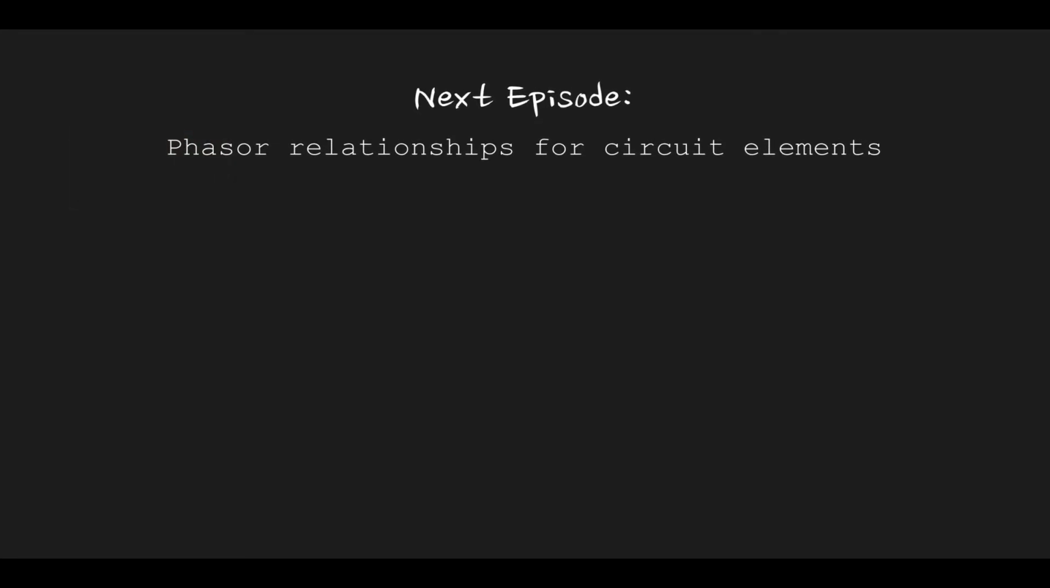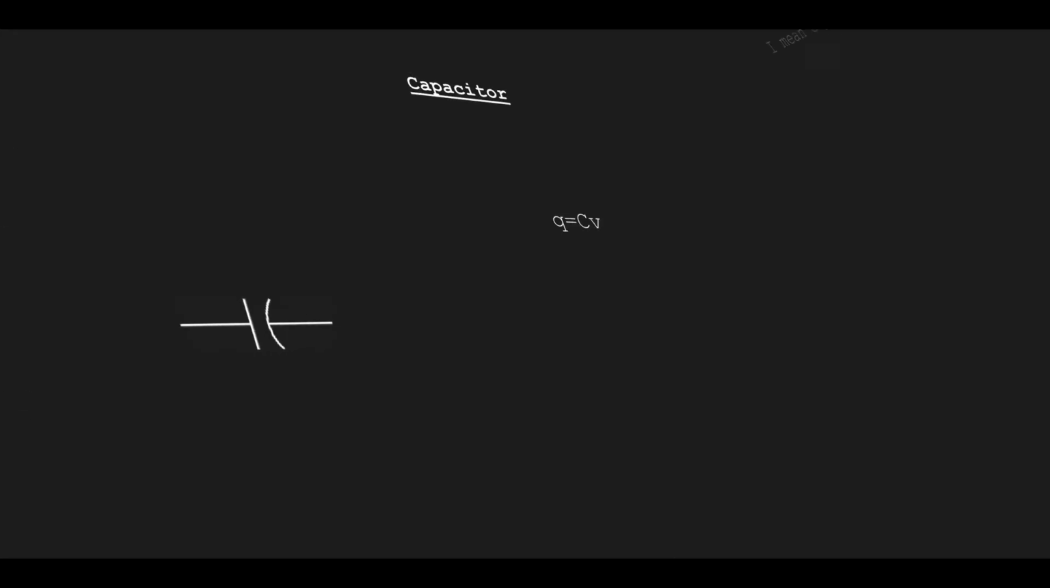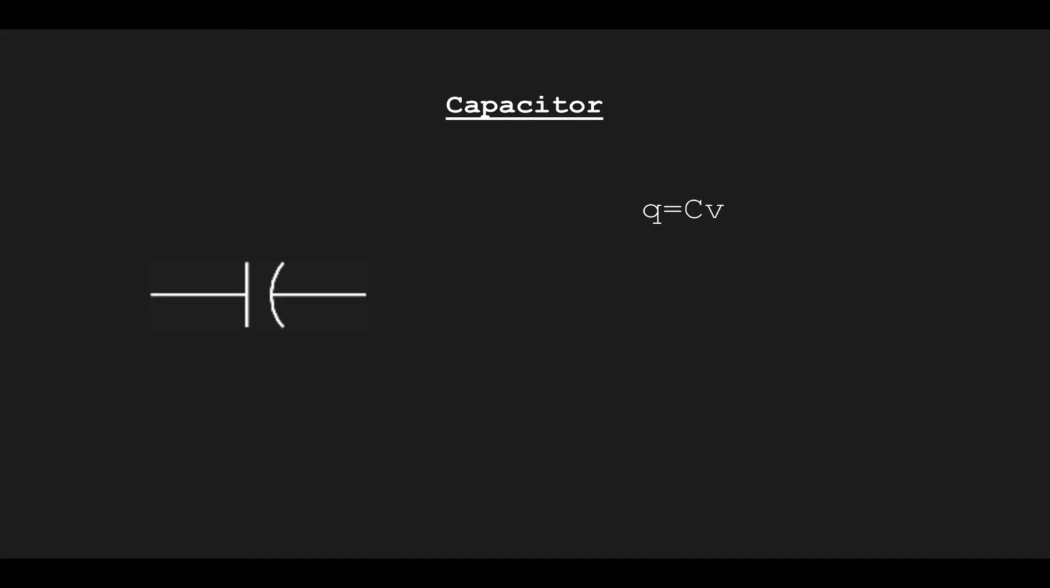Next episode we will talk about phasor relationships for circuit elements, so we will assume you understand what a resistor, capacitor, and inductor are. A quick spoiler. A capacitor is an element designed to store energy in its electric field. The amount of charge stored, Q, equals C times voltage V. Here C is a constant, known as the capacitance of the capacitor. Q is also the integral of i, the current, with respect to time. So we have our voltage-current relationship for a capacitor: V equals 1 over C times the integral of i dt. Pretty straightforward, right?